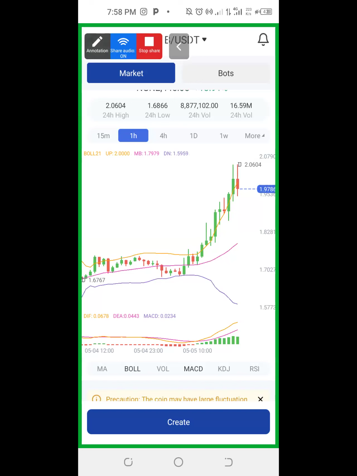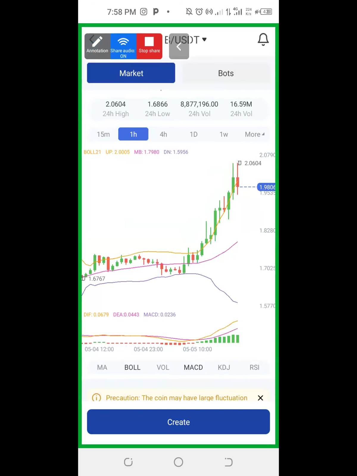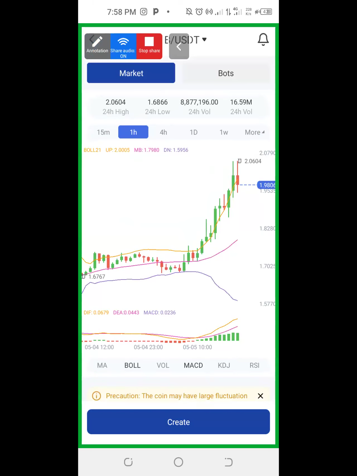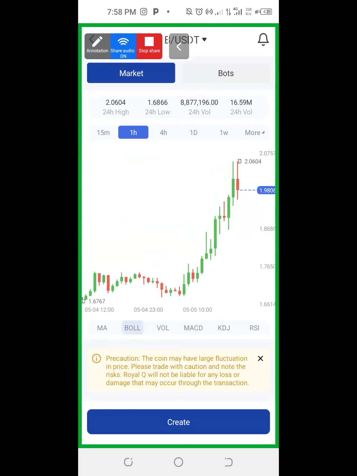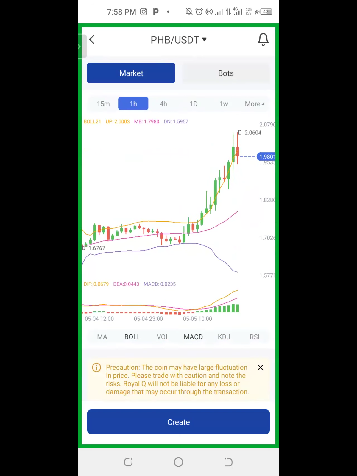Just click on it. Let me remove every chart. You can see it's blank now, nothing is there. So I always like using Bollinger Band to be able to see the movement of the coin, whether it's going up trend or down trend. And I also use an indicator. That's the indicator that actually helps us.